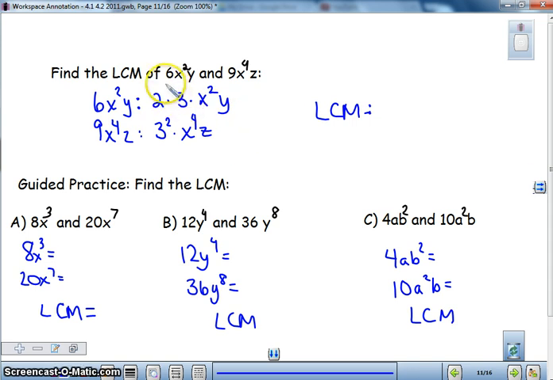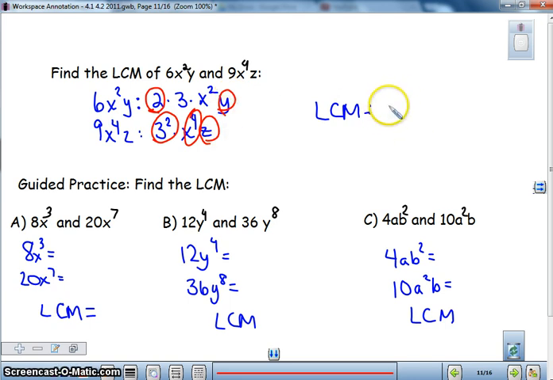6x squared y and 9x to the fourth z. Here are my prime factors of 6 using exponents, and 9 is 3 squared times x to the fourth and z. What is going to be my least common multiple? Well, if we are circling, I have to have a 2. They both have a 3, but I want to circle the biggest power, 3 squared. They both have an x. I want the largest power, x to the fourth. And I have to have a y and a z, because neither is common.